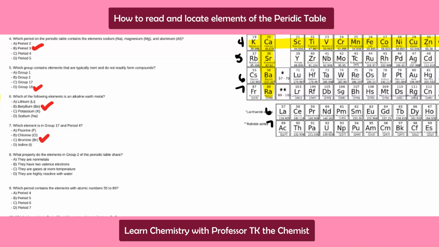Well, we know that they are not nonmetals, so we're going to put an X by that. They are not gases, which is letter C. They're actually metals. Letter D, they're highly reactive with water. Versus letter B, they have 2 valence electrons. Well, we told you that the elements that are in group 2 have 2 valence electrons. So therefore, that is your answer. For letter D, where it says they are highly reactive with water, actually, that would be group 1 elements being highly reactive with water.